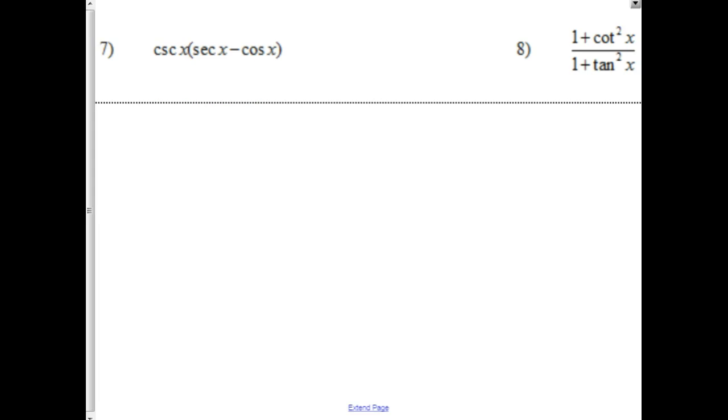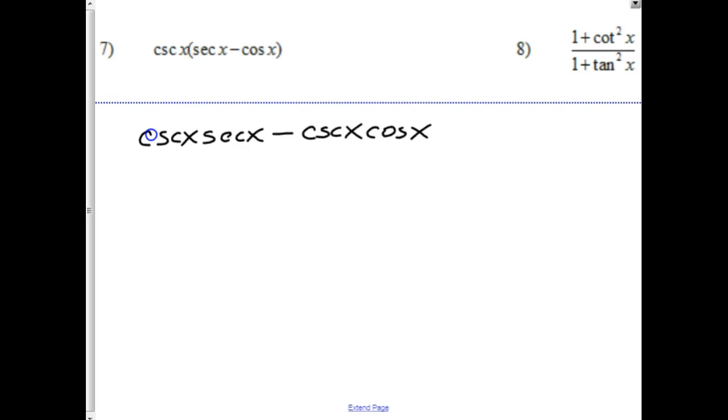All right, number 7. Okay, what I see right now is a distributed problem, right? So I'm just going to distribute first. If I just say that these are multiplying together, that'd be cosecant x times secant x. Remember, you just write them next to each other, represents multiplication, minus cosecant x cosine x.